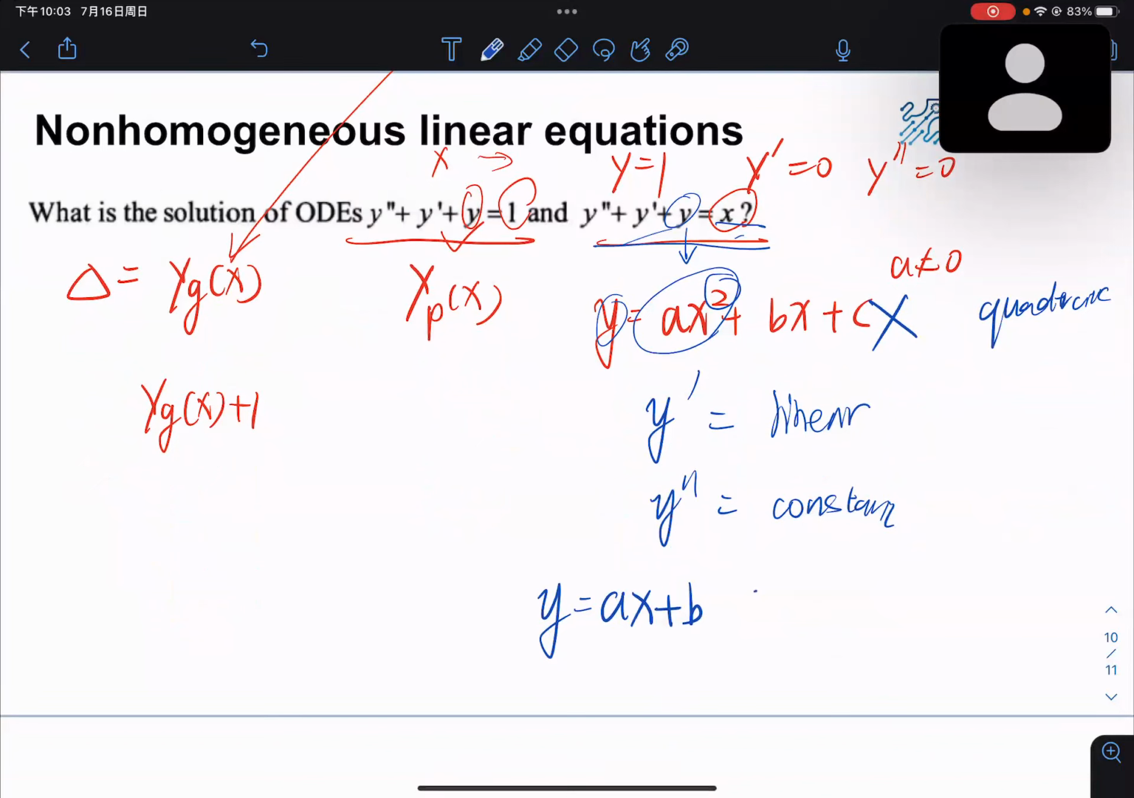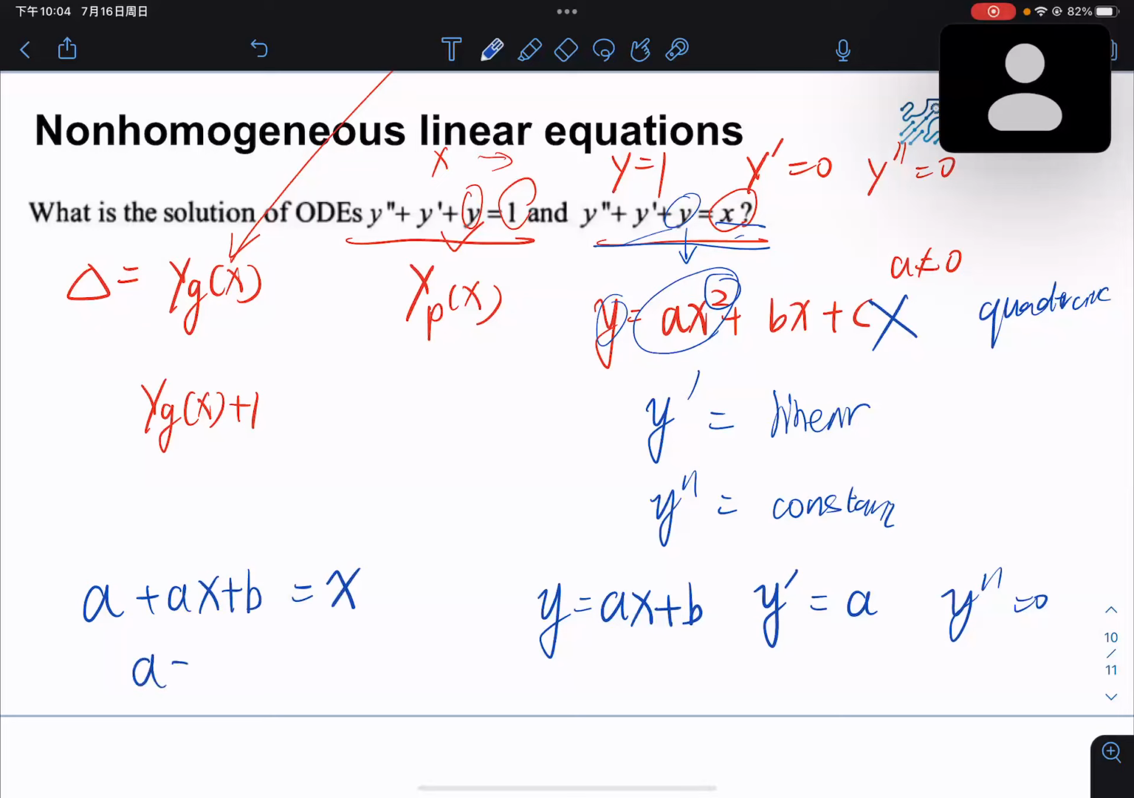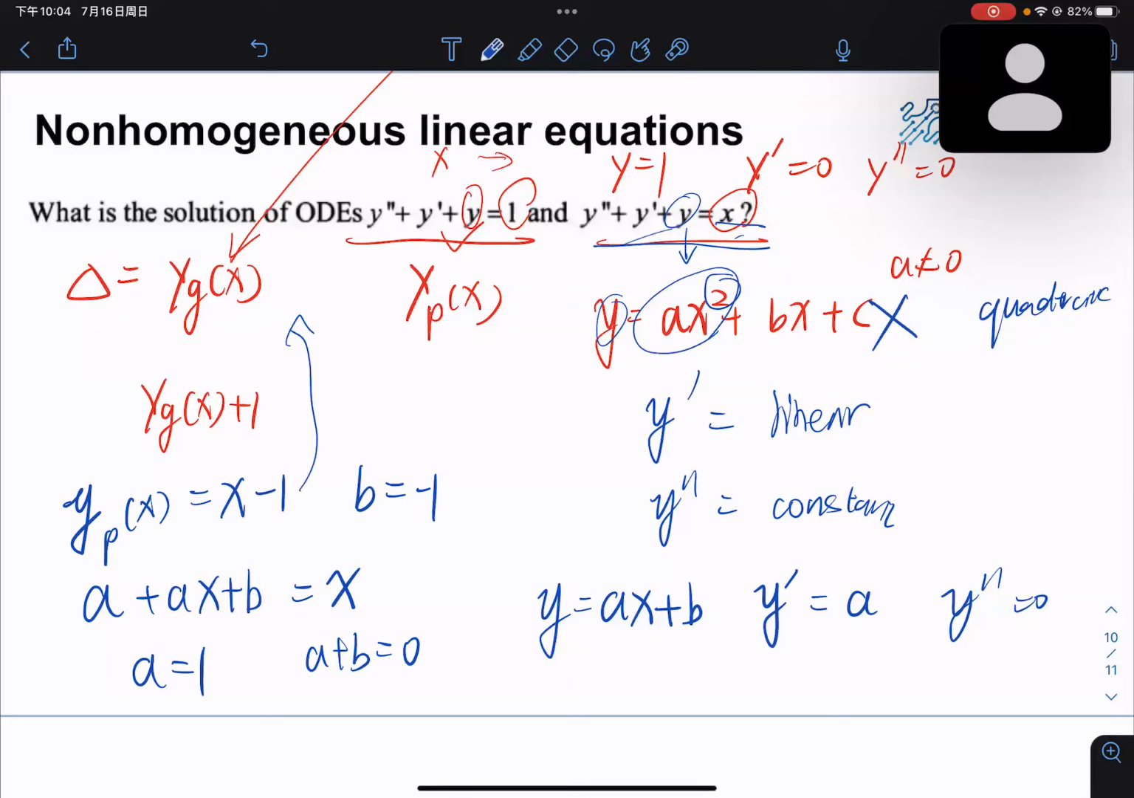So we can have y's first derivative is going to be a, and y's second derivative is equal to 0. So a + ax + b is going to be x. So a should be equal to 1. And we also have a + b equal to 0. So b is -1. So we can have a solution yp(x) equal to x - 1. Okay, and then we just add it with yg(x), we got the general solution.